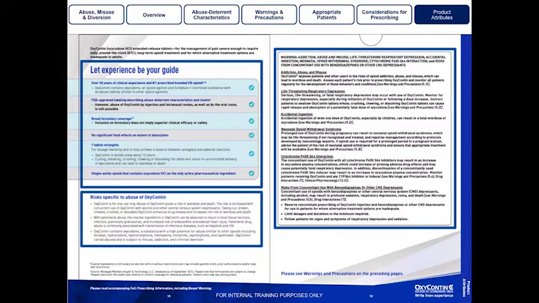Use the table to create brand discussion or summarize key product attributes during a quick call and discuss the risk information on this page in order to have a balanced presentation of attributes and risks. Remember that comparative claims against other products may not be made since we do not have head-to-head data.